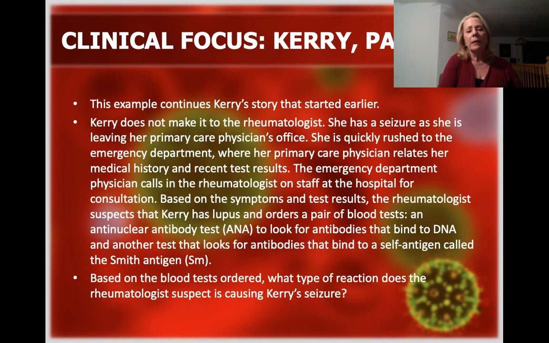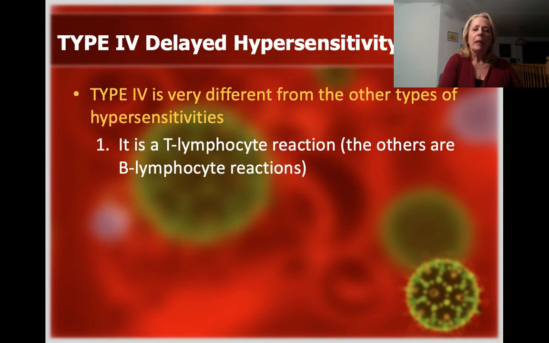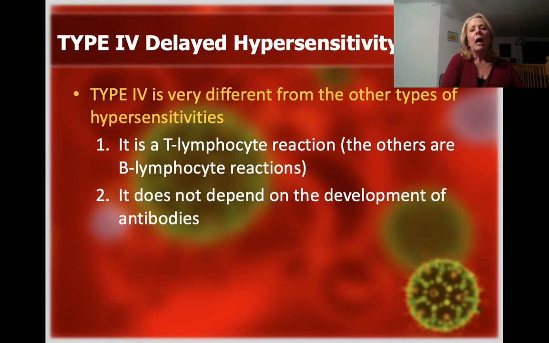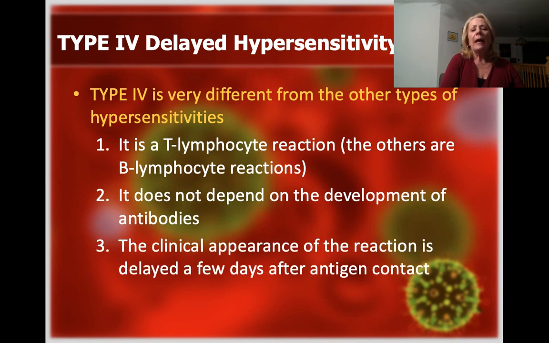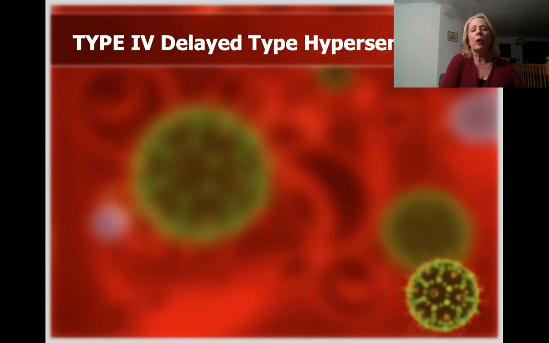Based on the blood tests ordered, what type of reaction does the rheumatologist suspect is causing KERRY's seizure? Can you figure this out? Type IV hypersensitivity. So type 4 is very different from the other types. It's a T lymphocyte reaction. The others have mainly B lymphocyte reactions, and we're looking at antibodies in those. It doesn't depend on antibodies for this one. And the clinical appearance of the reaction is delayed a few days, even as much as a week after contact with the antigen. So it's a slower process. That's why we call it delayed.